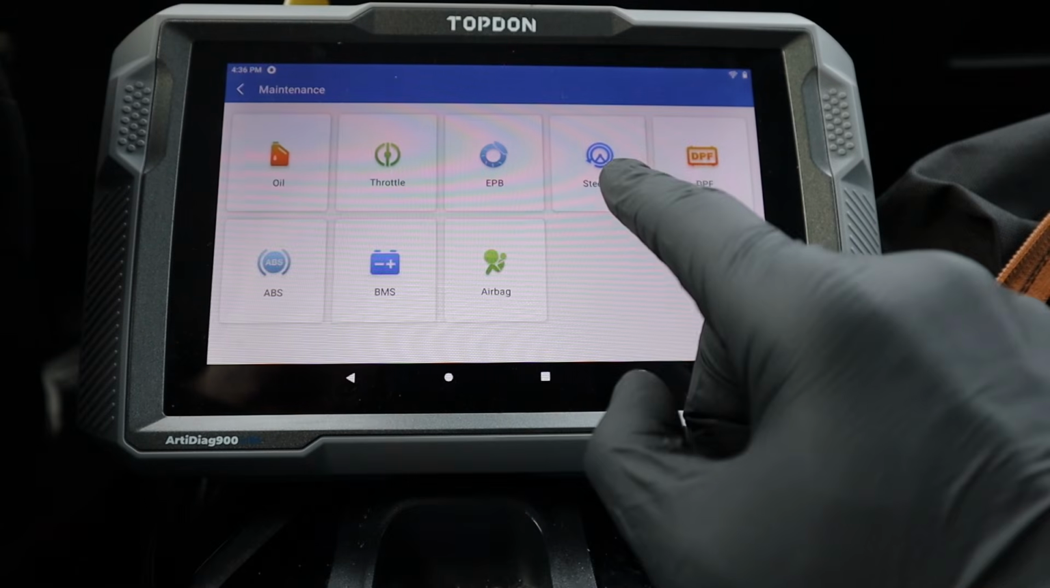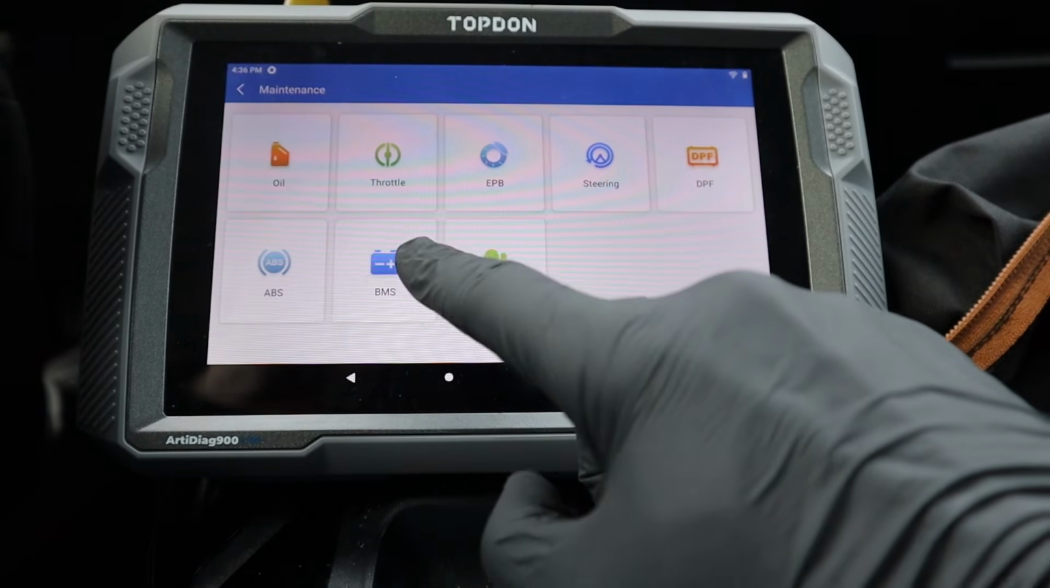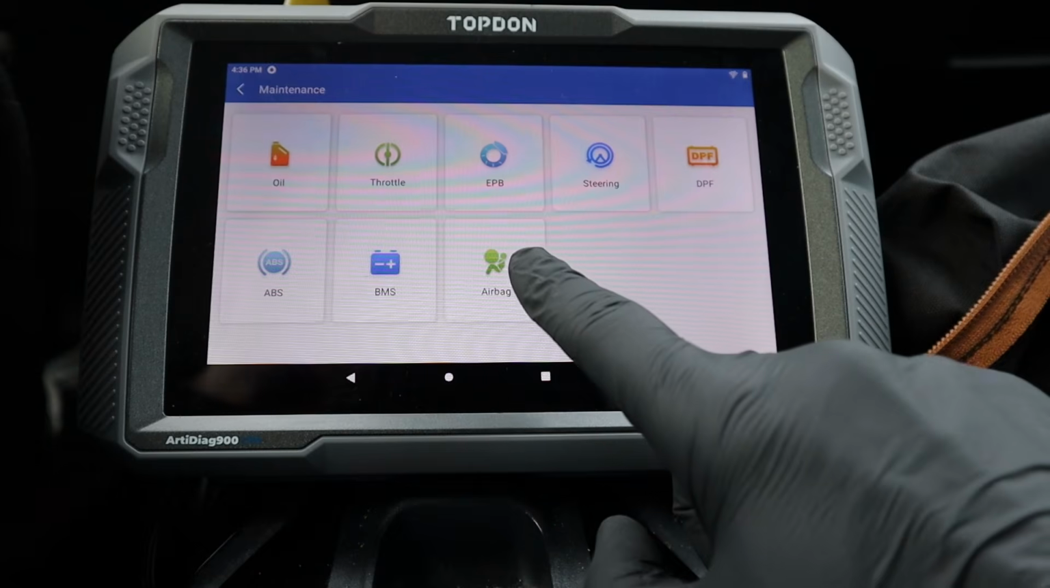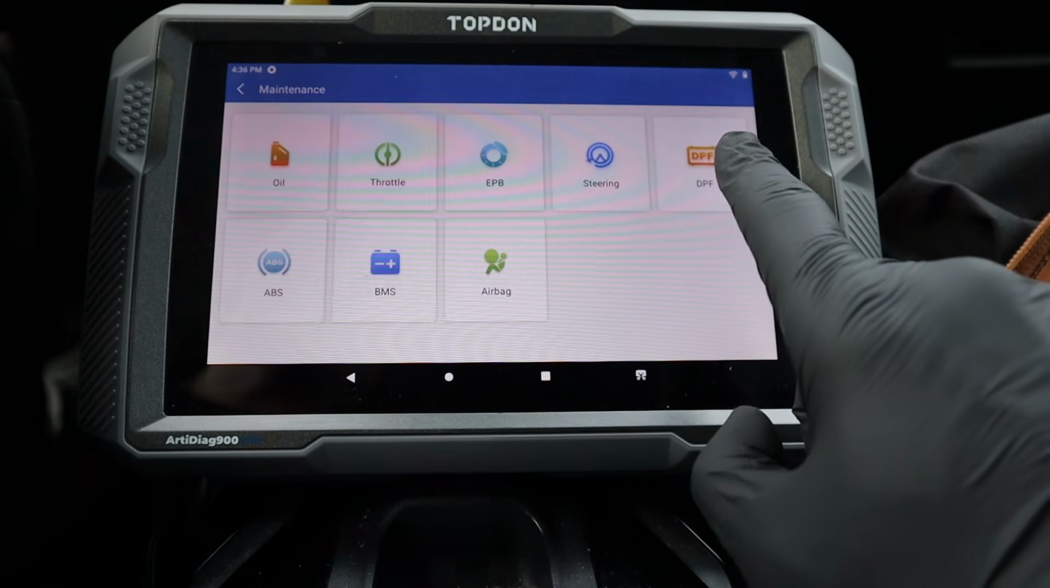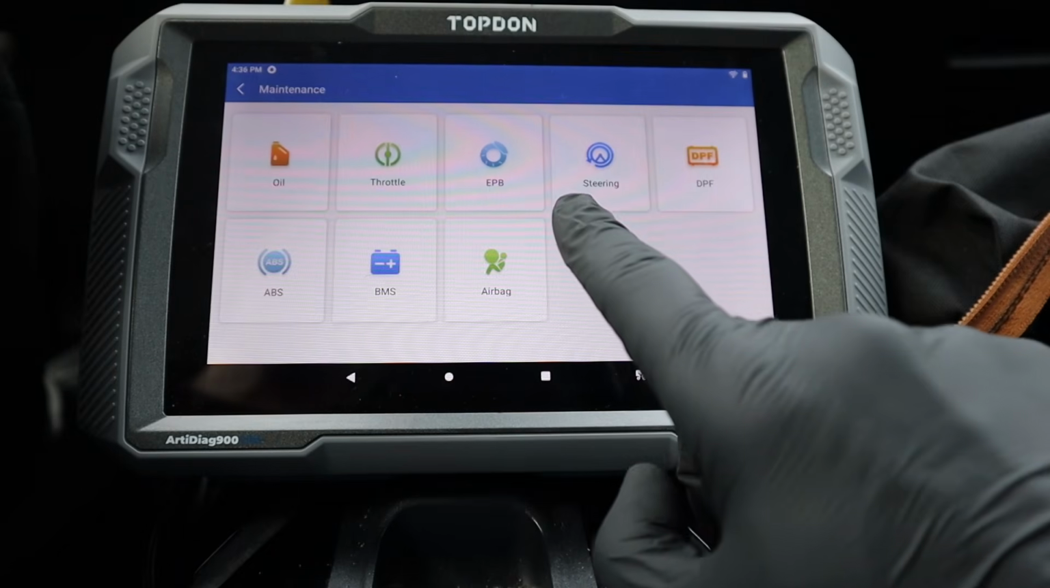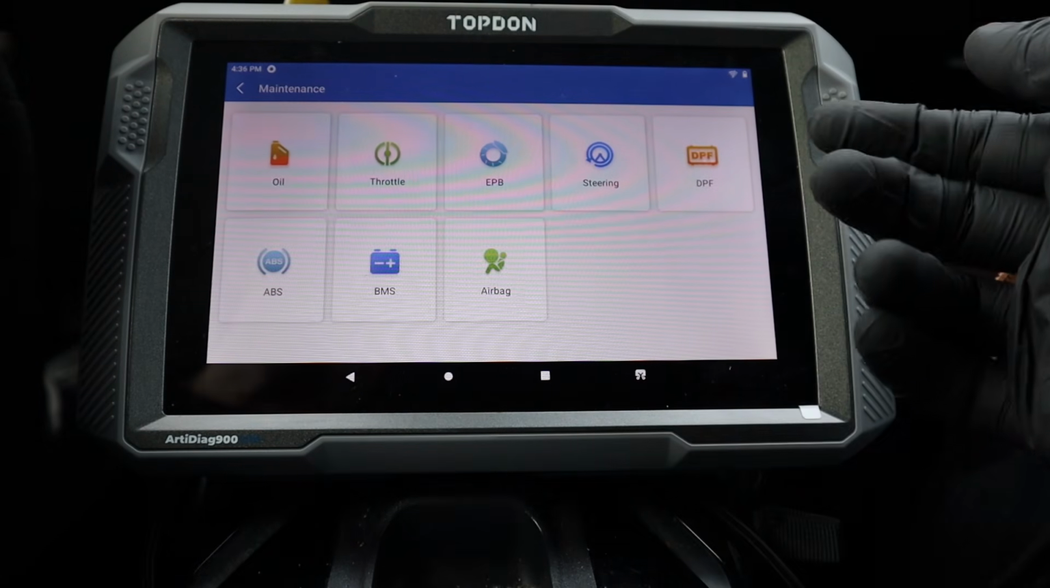You also have a bunch of other functions like ABS bleeding, adapting a new battery, removing your airbag light, steering angle sensor reset, force DPF regeneration. Those are just 8 service procedures, but there are up to 50 different procedures.